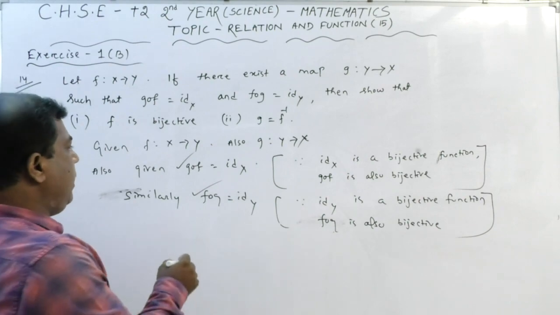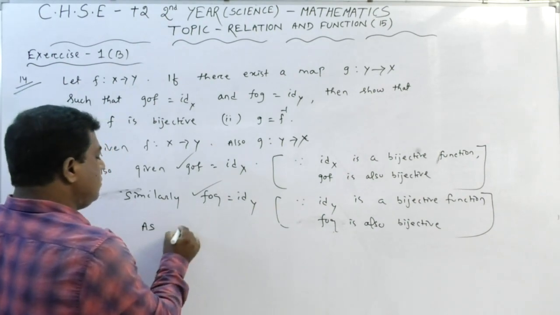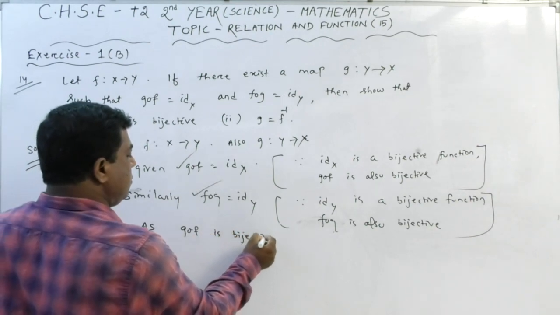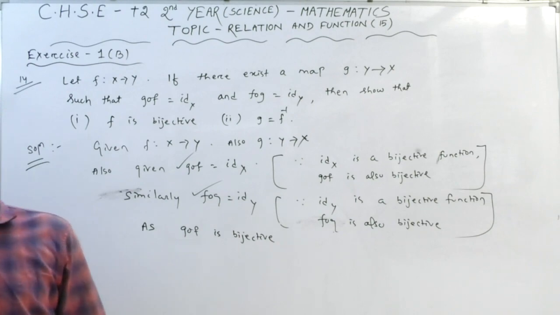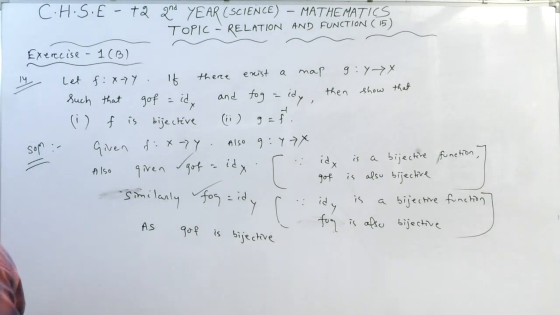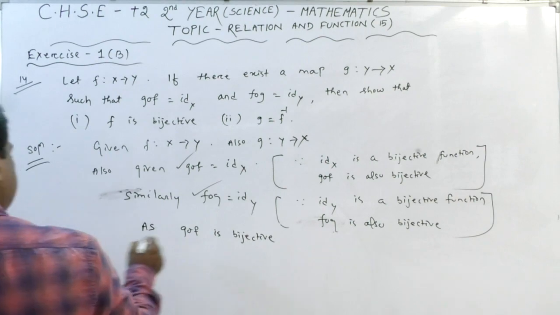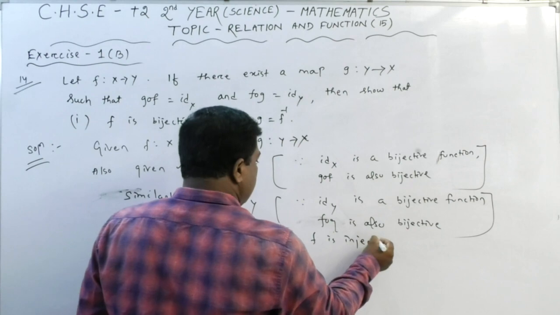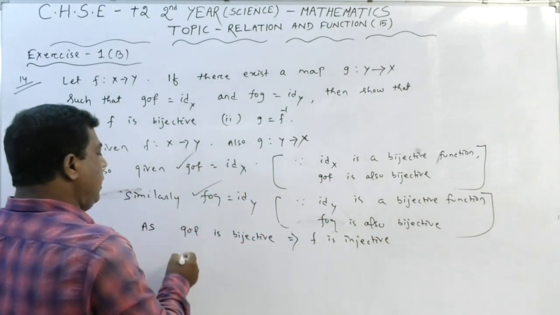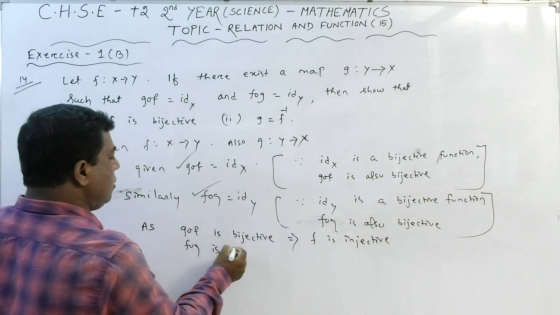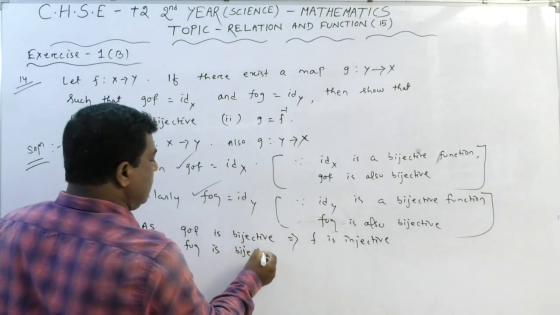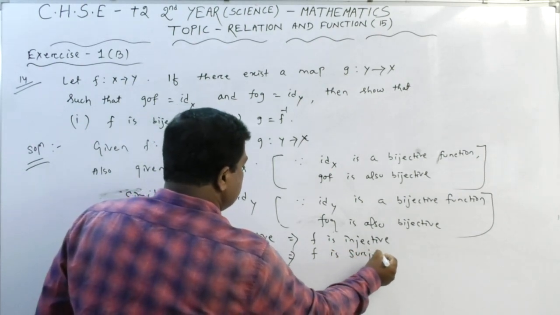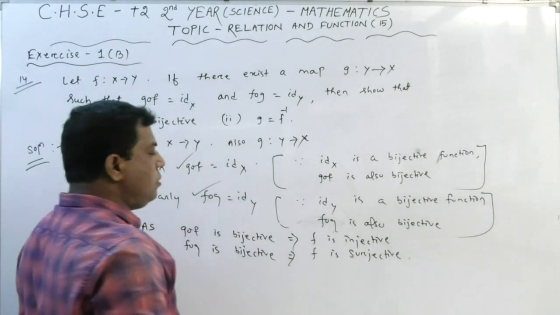Now we will go to say, if g∘f is bijective, that is, g∘f is bijective in nature, that implies f is injective. And f∘g is bijective in nature, that implies f is surjective. Clear, my dear students?